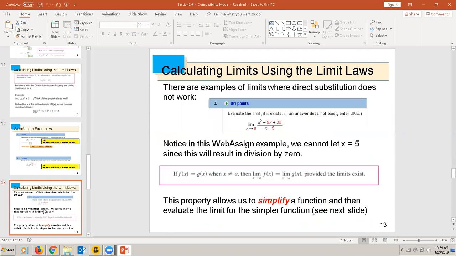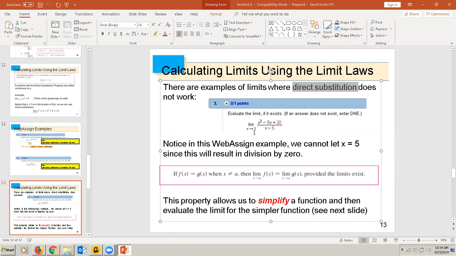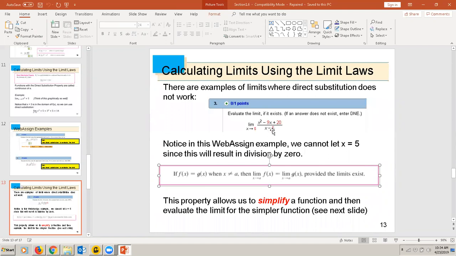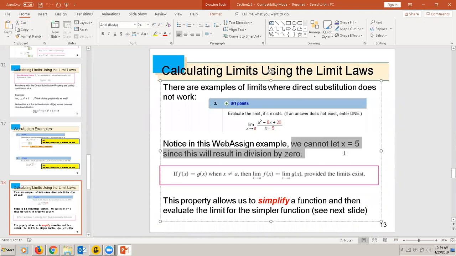Here's another important property. Let me go to this example. You might notice I can't use direct substitution here. The reason I can't is if I let x equal 5, 5 is not in the domain of this rational function, because on the bottom of the fraction, I'll have 5 subtract 5, which is 0. We can't let x equal 5 because we end up dividing by 0.